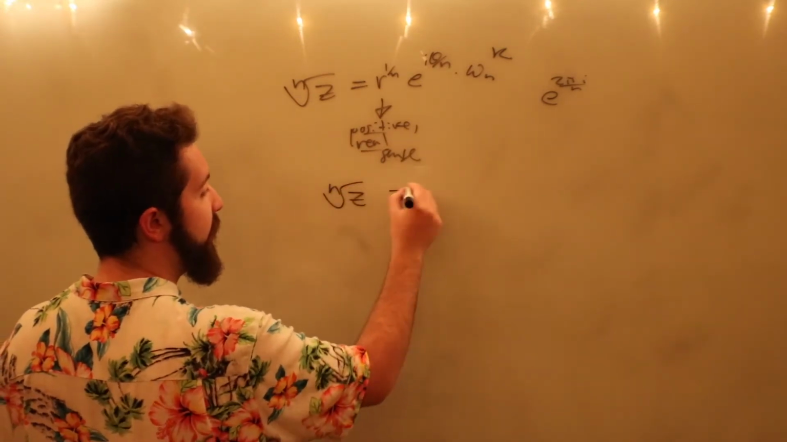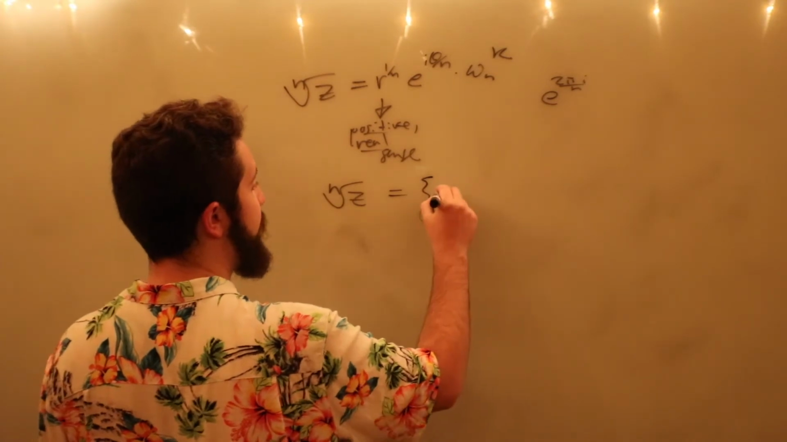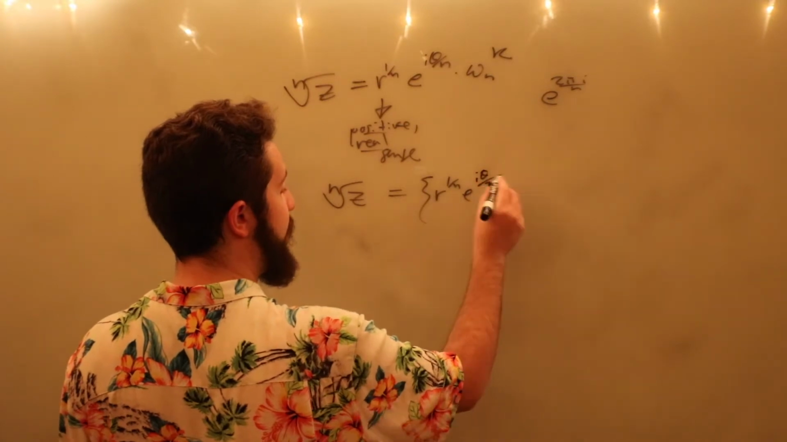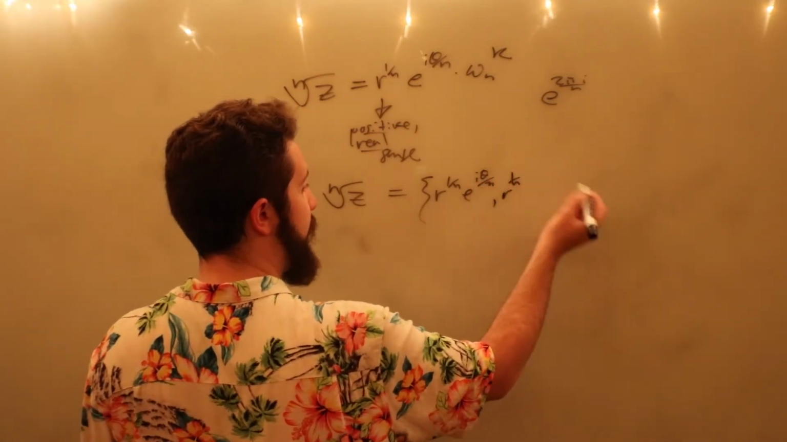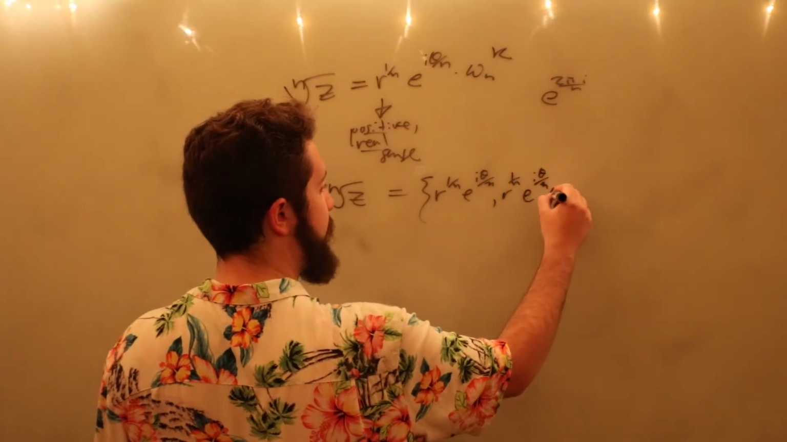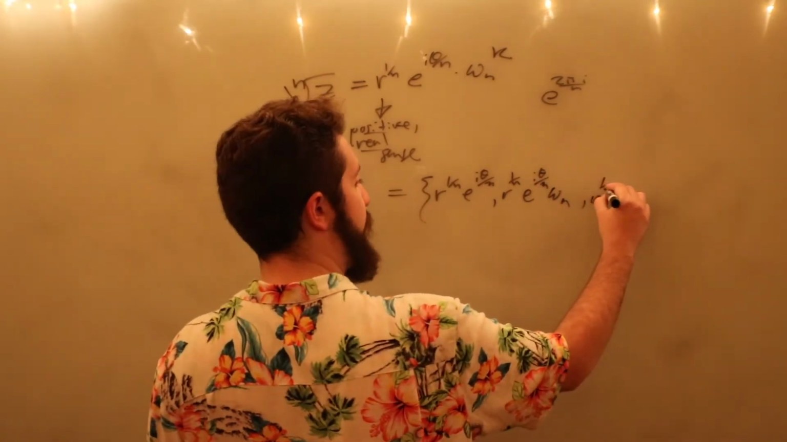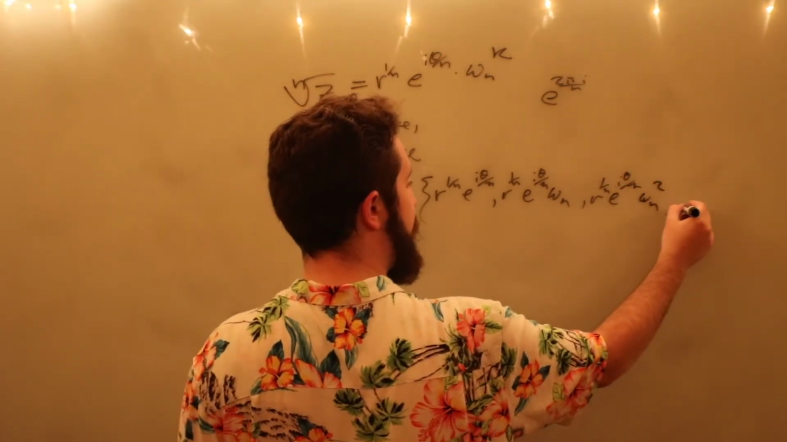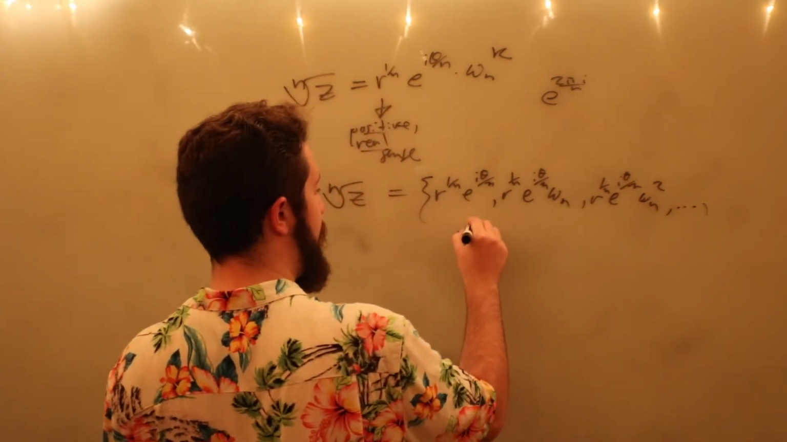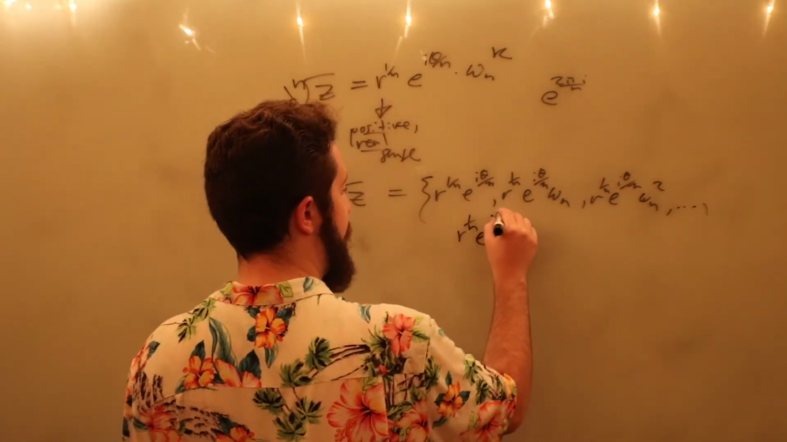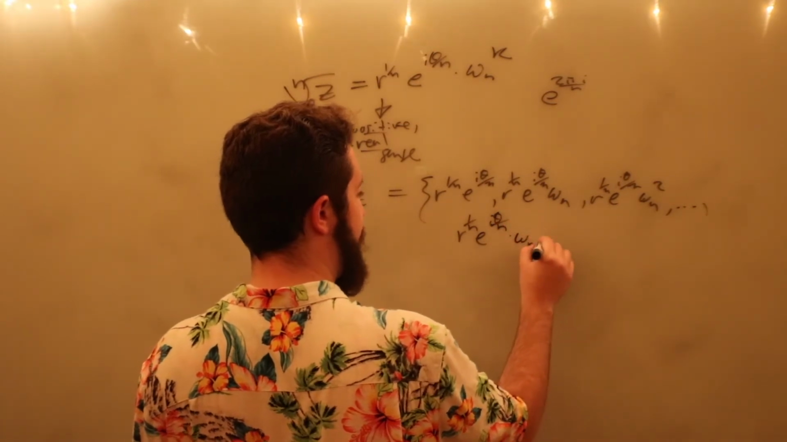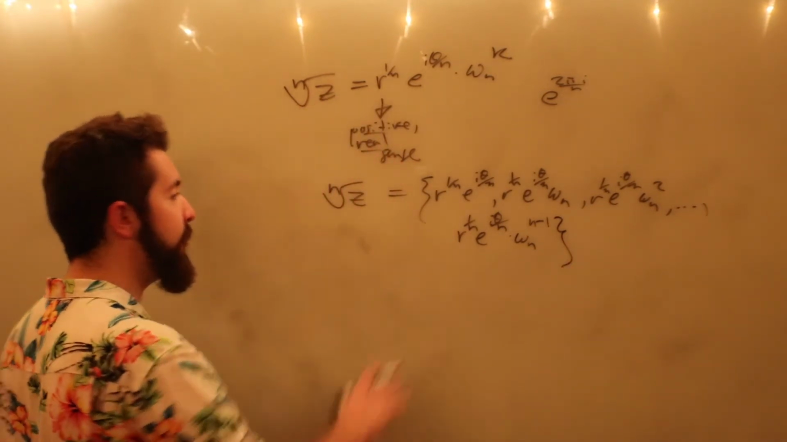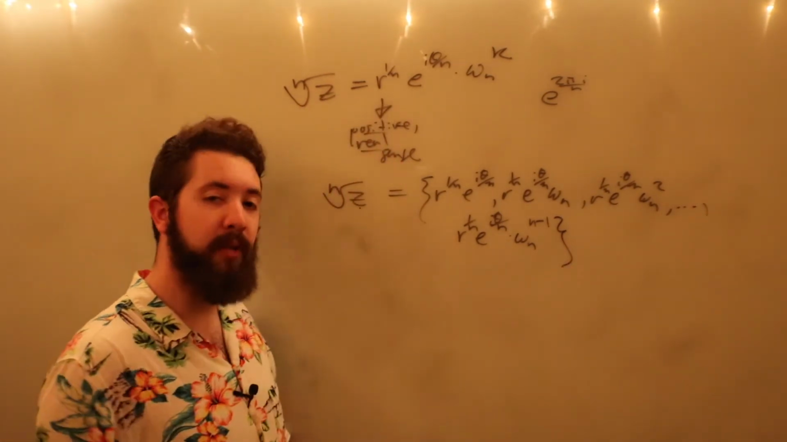So the nth root of z is going to be any number in this set: r to the 1 over n e to the i theta over n, r to the 1 over n e to the i theta over n times omega n, r to the 1 over n e to the i theta over n times omega n squared, all the way up to r to the 1 over n e to the i theta over n times omega n to the n minus 1 power. These are going to be your n different nth roots of the complex number z.